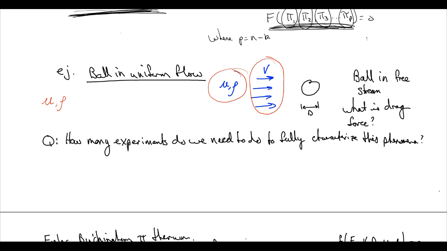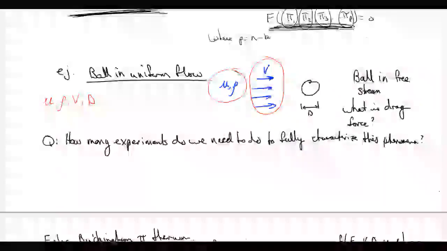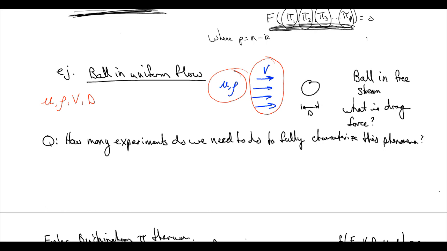That's a physical variable. And we're trying to figure out what the drag force is on it. That's a physical variable. So we have n equal to 5 physical variables here. How many experiments do we need to do to fully characterize this phenomenon?